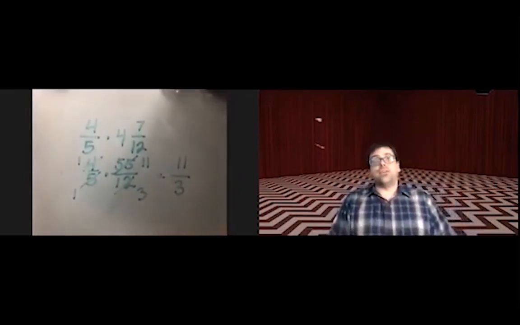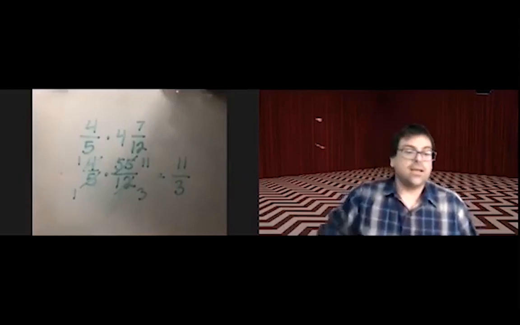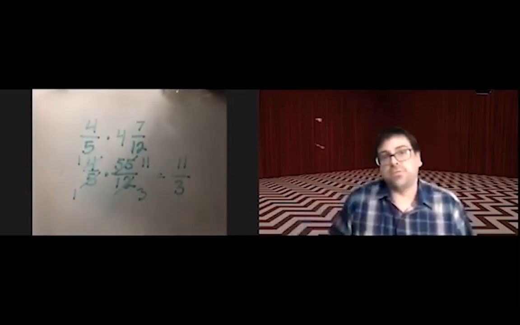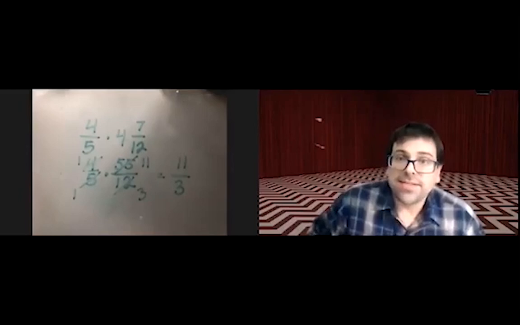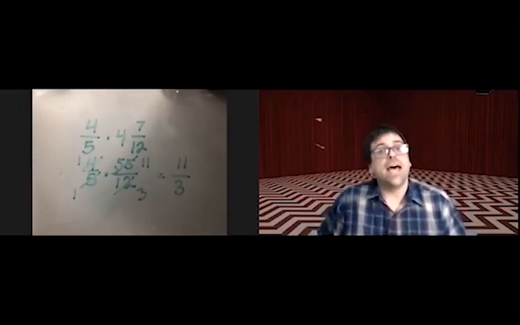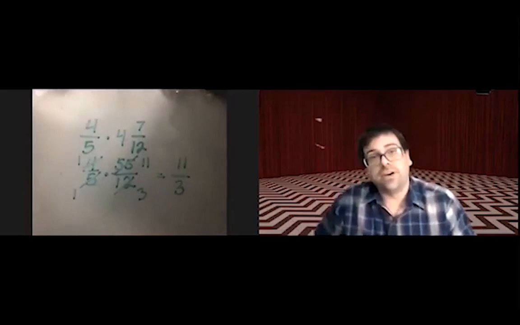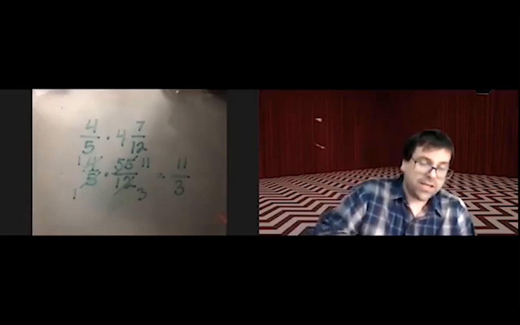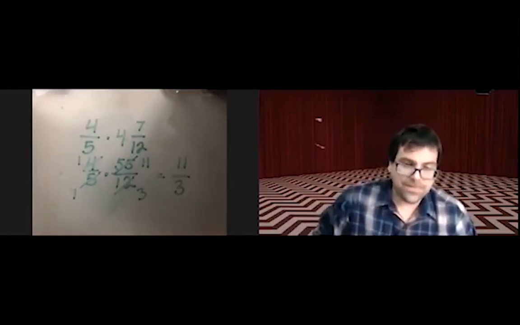Can we put 11/3 as an answer? Absolutely not. Why? Because there's a mixed number in the problem. This improper fraction is not okay. We need to turn it into a mixed number. And even if we didn't notice that, there would probably be a direction that says whole number, fraction, or mixed number. And if mixed number is an option and you get an improper fraction, you have to change it.